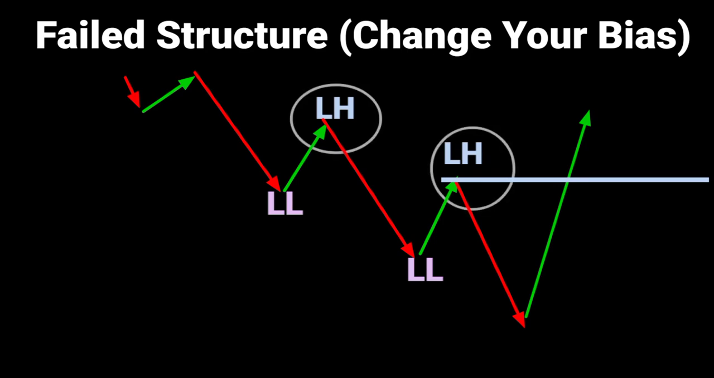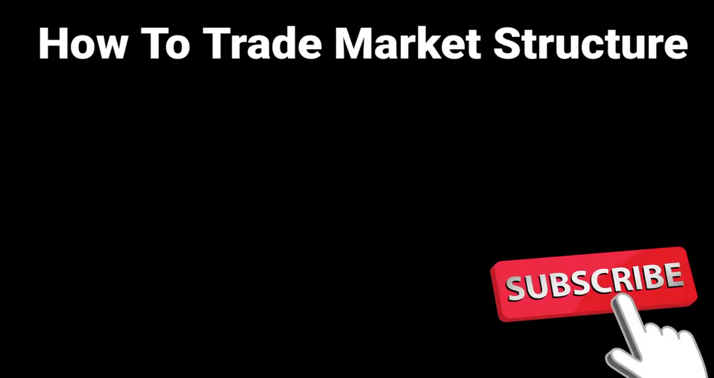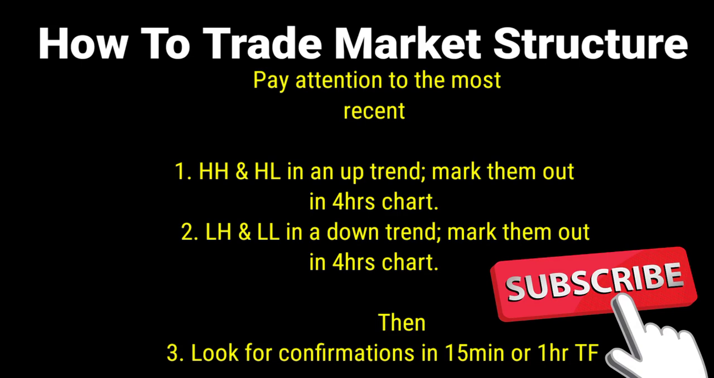So now that you understand what the market structure is and how to identify them, the next question would be, how do you trade market structure? To trade market structure, you need to pay attention to the most recent highs and lows that you're seeing in your chart. That is what you're going to mark out and trade off the structure, the most recent highs or lows, because that is where the market is going to react to the price.